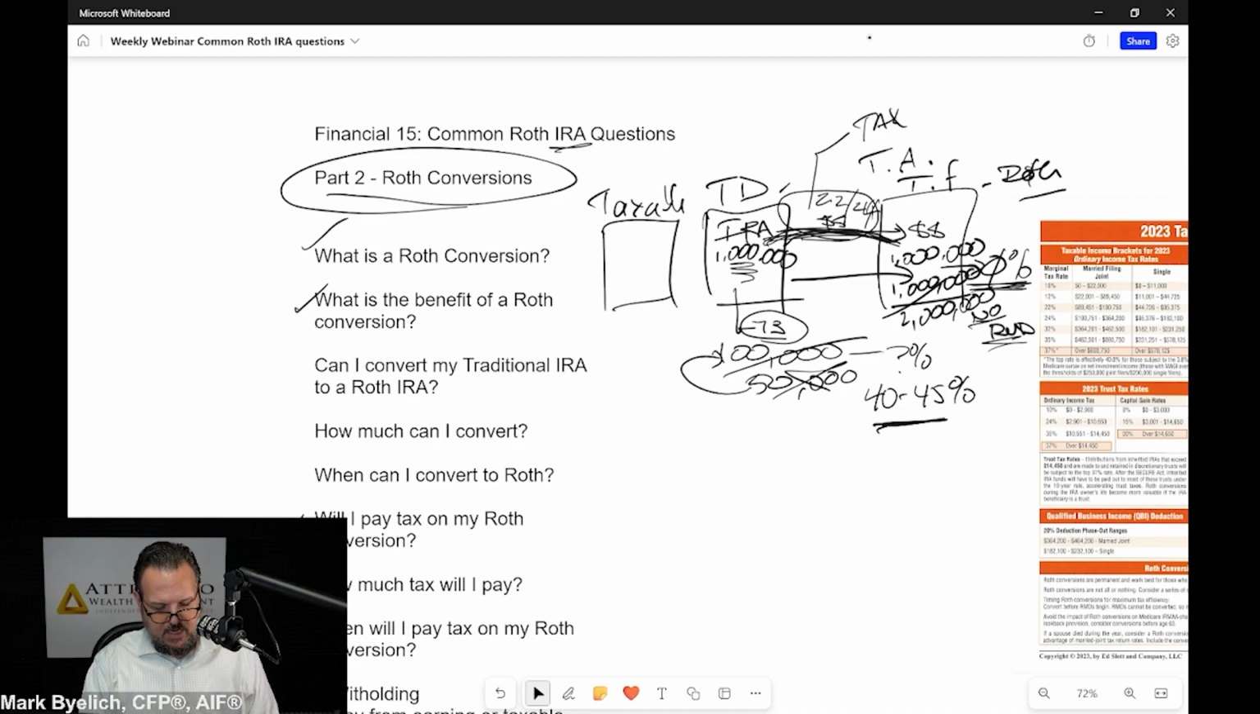So that's the benefit of a Roth conversion. You're converting that money from forever taxed to never taxed again. And then the growth really is never taxed. So Ed's right about that one.